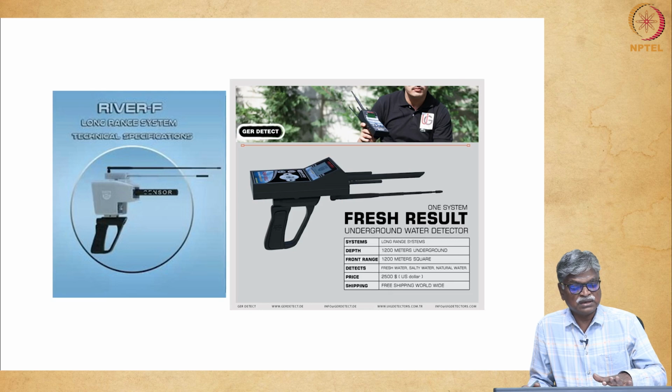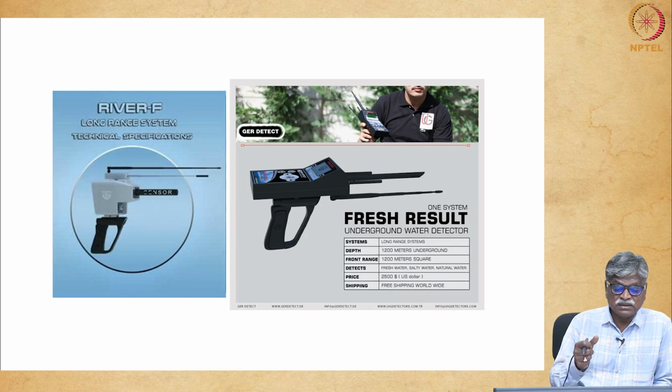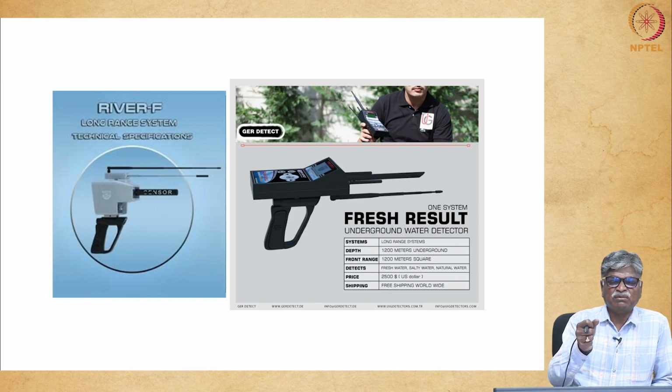One more jet detect instrument is there. If you are carrying this instrument, it will rotate. Wherever it is rotated, there is groundwater potential. It will not give the fracture depth, it will not show in your computer.